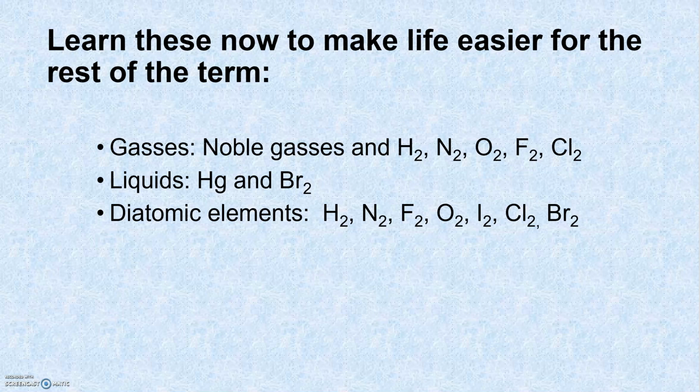It's easier to just learn these, memorize these as you go forward. It'll save some time in some exams. You should know what the state of the elements are at room temperature. The gases are the noble gases, those are the group 18 elements, as well as hydrogen, nitrogen, oxygen, fluorine, and chlorine. The liquids at room temperature, there are only two. One is a metal, mercury. We know that mercury is a liquid. And bromine is the other liquid at room temperature. Everything else is a solid.